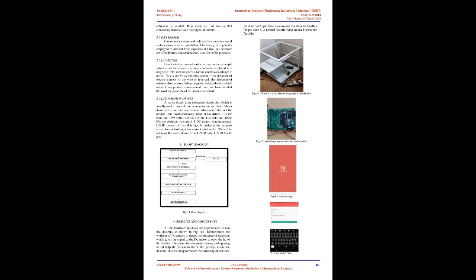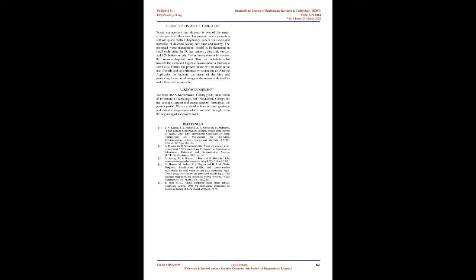2.5 DC motor. A direct current motor works on the principle that when an electric current-carrying conductor is placed in a magnetic field, it experiences a torque and has a tendency to move. This is known as motoring action. If the direction of electric current in the wire is reversed, the direction of rotation also reverses. When magnetic field and electric field interact, they produce a mechanical force, and based on that the working principle of the DC motor is established.